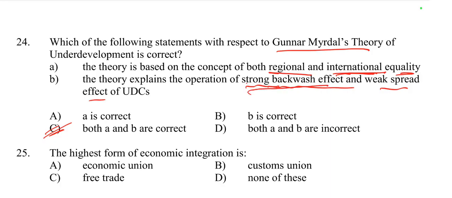It refers to how economic growth in developed region can negatively impact underdeveloped countries by siphoning off resources and investment. While the weak spread effect refers to the limited positive impact of the growth in developed region on underdeveloped countries. So these two statements are under Gunnar Myrdal's theory of underdevelopment. So option C is right here.